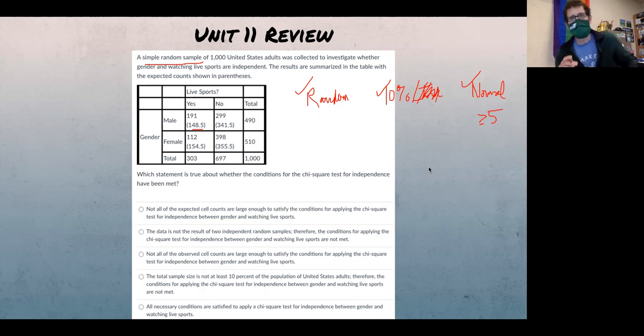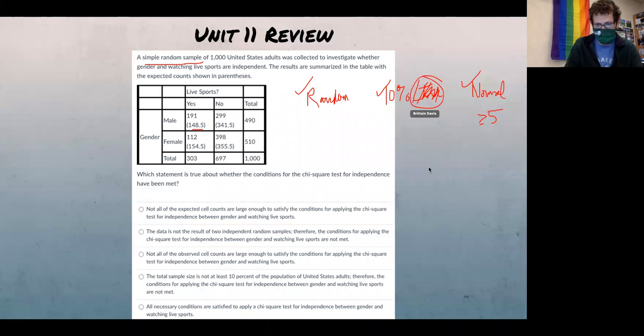But if this is something dealing with independent events like rolling dice or something like that, then we would just be able to say, oh, they're independent from each other. Now, in this case, yeah, we check the 10% condition. So bottom line, the answer is E. All of them have been met. And I apologize if that was confusing.